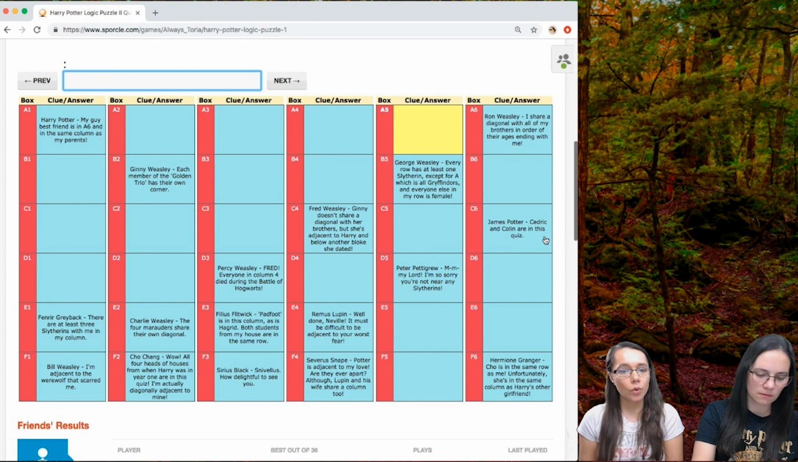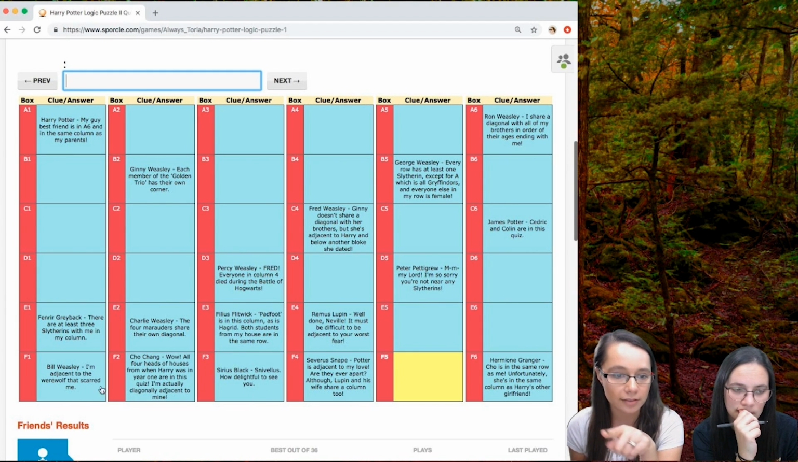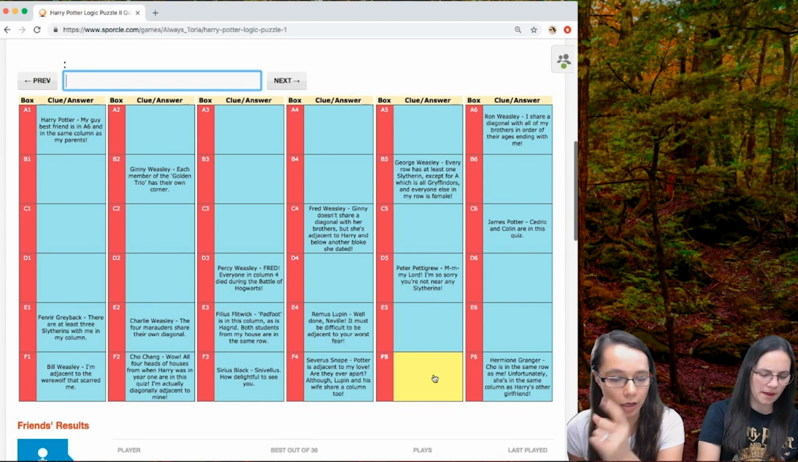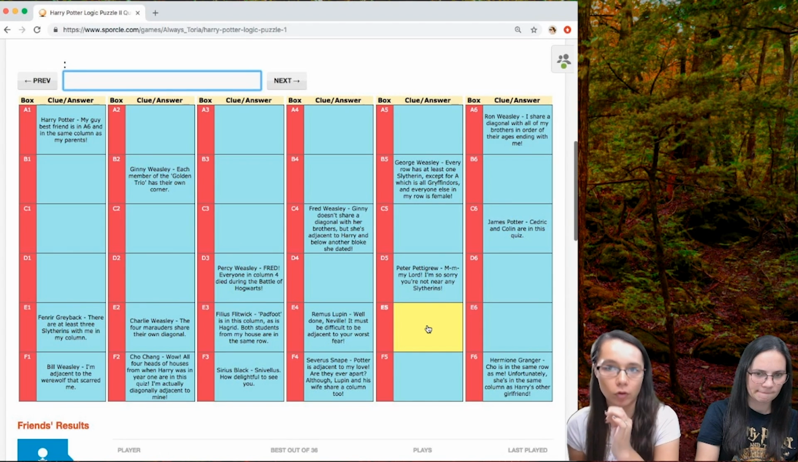Okay, so I'm going to cross out... Ooh, this has to be Neville, because this row has to be all Ravenclaws, or this has to be the Ravenclaw, because they're in the same row. Students from my house are in the same row, and that's Ravenclaw. No one else is Ravenclaw. So that means F5 is a Ravenclaw, and that makes E5 Neville.